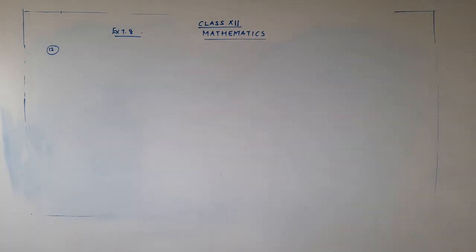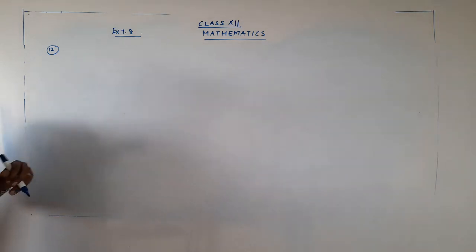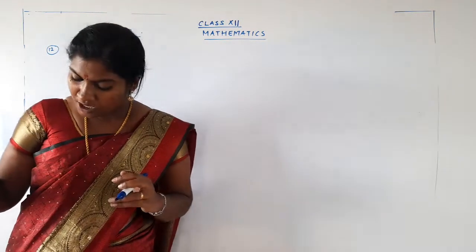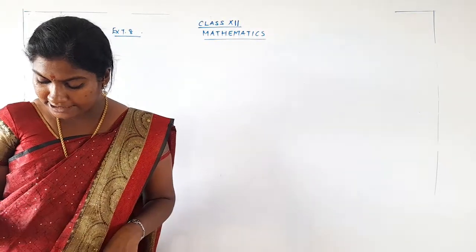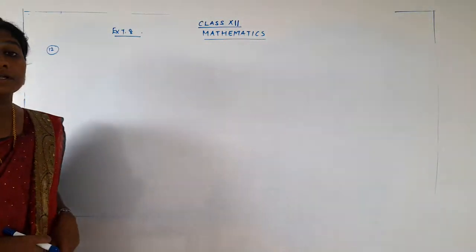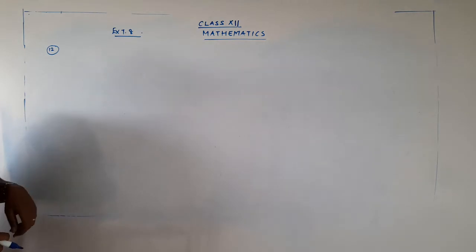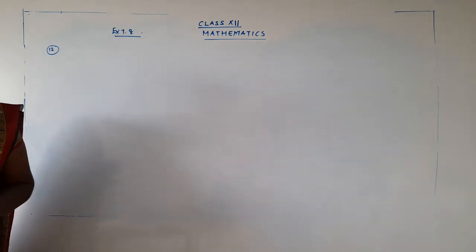A hollow cone with base radius A centimeter and height B centimeter is placed on a table. Show that the volume of the largest cylinder that can be hidden underneath is 4/9 times the volume of the cone. So, it's a question here. A hollow cone with base radius A centimeter and height B is placed on a table.